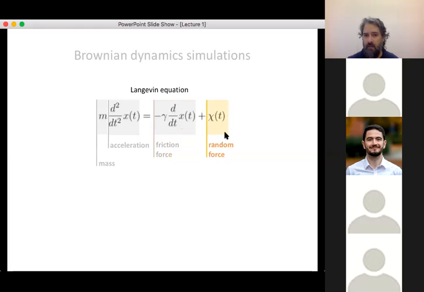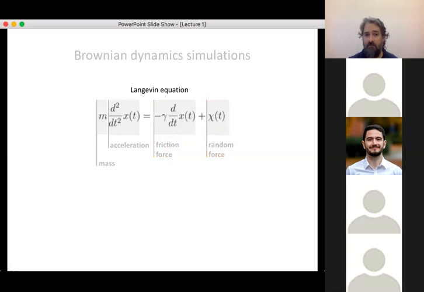And Langevin added another term, which is a random force. So he just said, okay, let's take this equation and let's add a random force. And this can be a good model for a Brownian particle in a liquid. Why in a liquid? Because there is the friction force, this part. And this works very nicely.